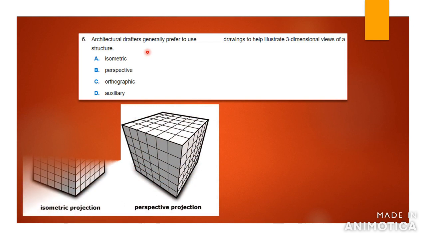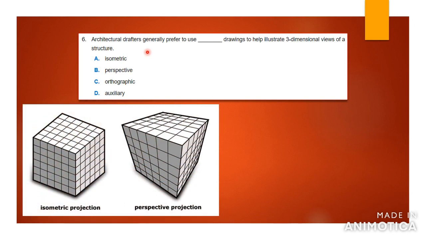Okay, so here you have the difference between an isometric projection and a perspective projection. So architectural drafters, when they want to illustrate something in 3D or make it look like it's in real life, would most likely use a perspective drawing.